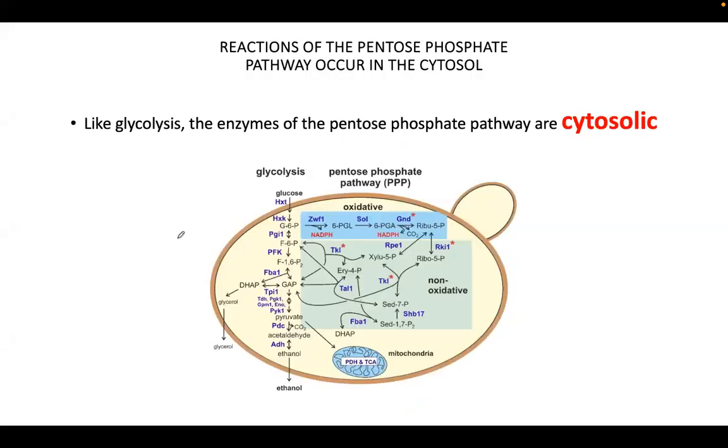Now, always remember this: the reactions of the pentose phosphate pathway occur in the cytosol. Again, the reactions of the pentose phosphate pathway occur in the cytosol. So similar to glycolysis, the enzymes of this pathway are cytosolic.